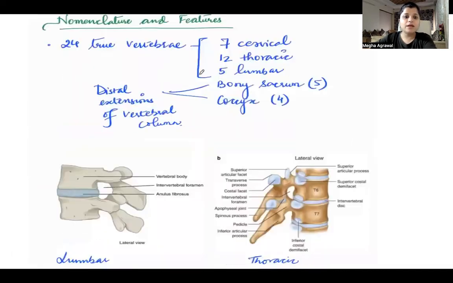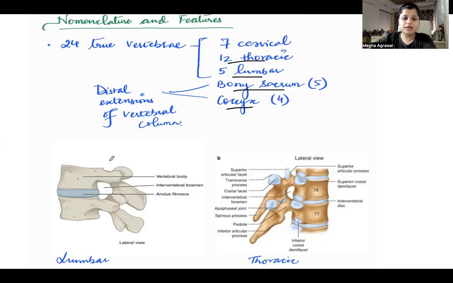Now we know that there are 33 vertebra in total, but out of those 33, there are 24 true vertebra: 7 cervical, 12 thoracic, 5 lumbar. Then these are the false vertebra because they're not true. There is the bony sacrum, formed by the fusion of 5 vertebra, and the coccyx, formed by the fusion of 4 vertebra. The sacrum and coccyx are distal extensions of the vertebral column.